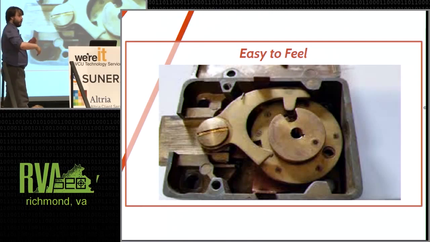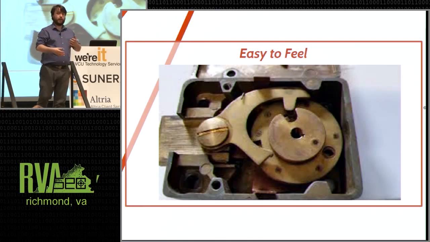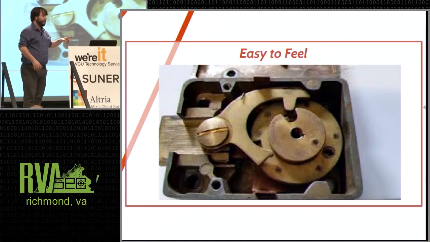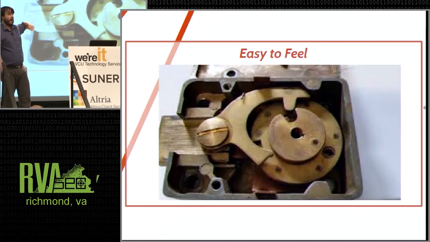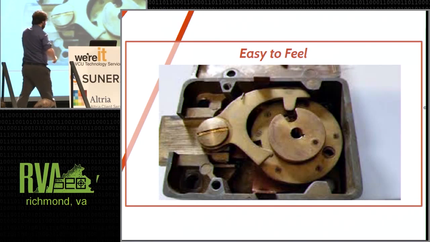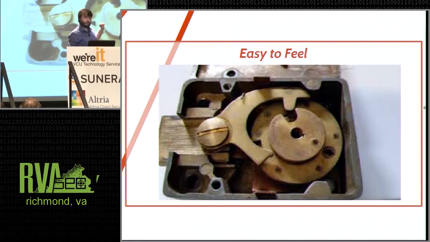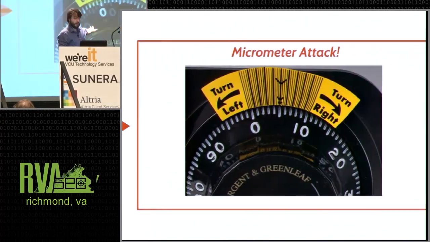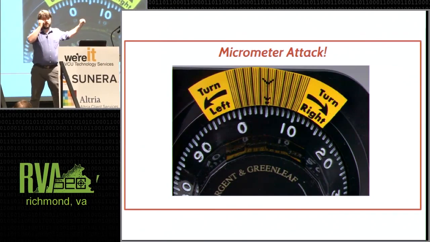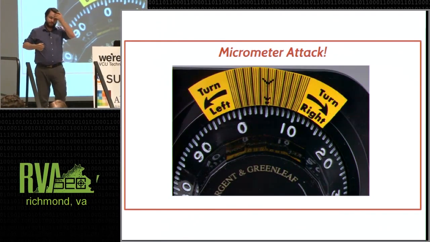As the cam wheel turns, you pick up another wheel, you pick up another wheel, but most of the time, the nose is held up, and therefore the fence is floating above and not actually touching any of the wheels in your safe. So, this was a huge innovation, really, really cool, until the micrometer attack was invented.